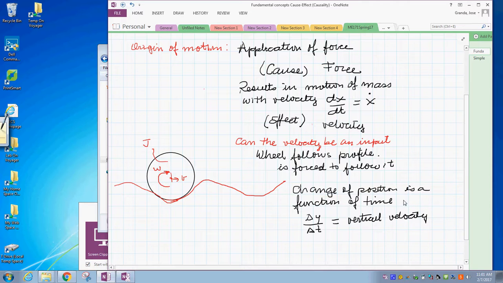See? So of course, granted, it changes also in the x direction, but the fact is that the input to this, the force is, the wheel is forced to follow the profile. Because of that, the input from the ground is a velocity input.